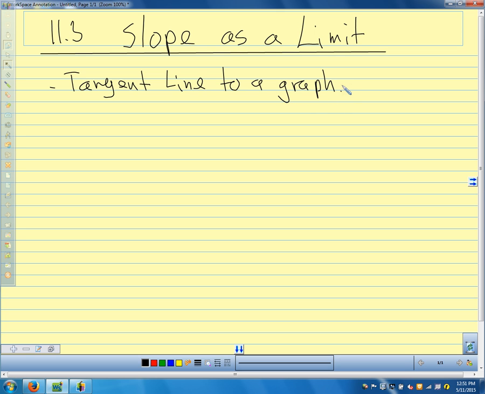So when we talk about a tangent line, what do we mean when we say it's tangent? What does that mean? If you think back to geometry and you had something that was tangent to a circle, it touches at exactly one point.